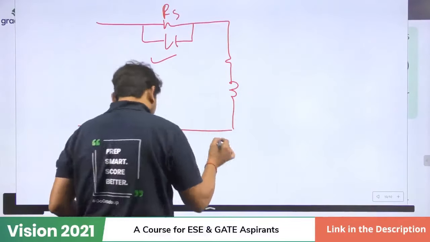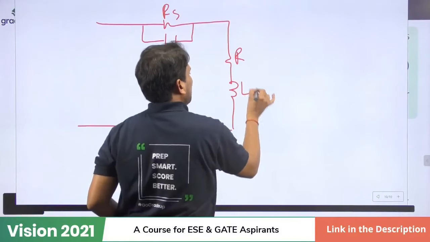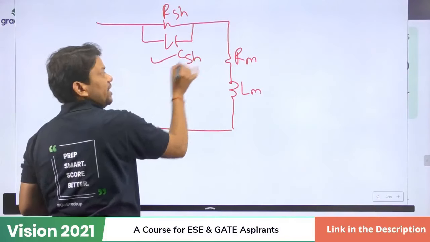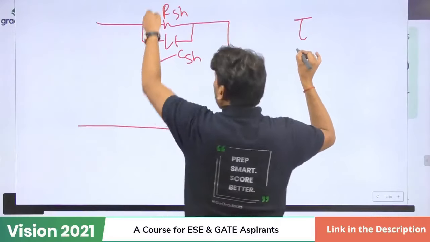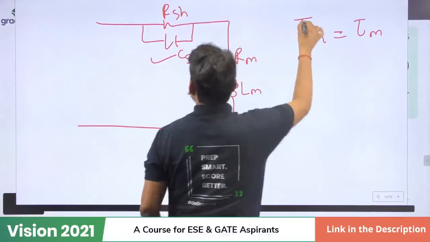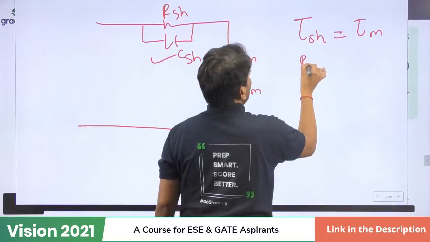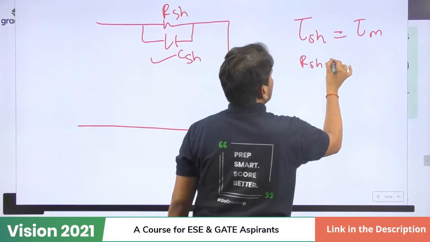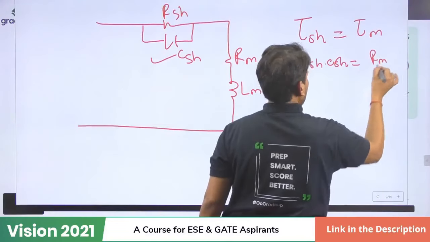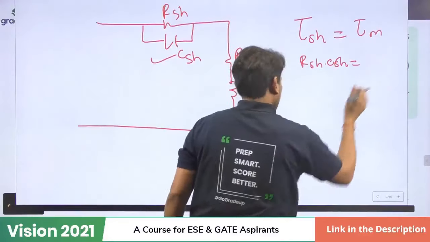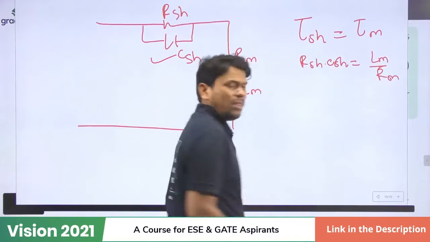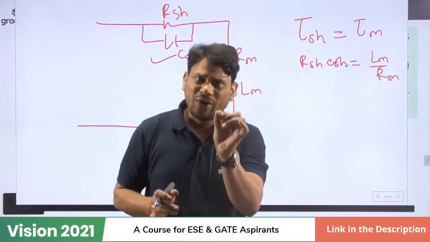And here we want to manage, dear friend, some time constant phenomena. Let this be LM, RM, whatever. This is CS or RSH and CSH. In that case, we have to maintain that the shunt time constant is equal to the meter time constant. And that shunt time constant is nothing but RSH into CSH is equal to, or wait a moment, for RL, our time constant is LM by RM. If we maintain that criteria, we have minimum error.